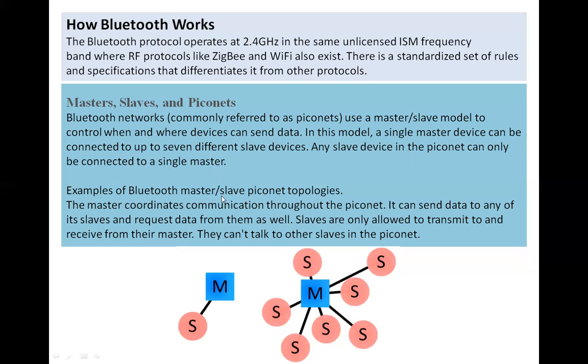Examples of Bluetooth master or slave piconet topologies are shown below. The master coordinates communication throughout the piconet. It can send data to any of its slaves and request data from them as well. Slaves are only allowed to transmit to and receive from the master. They cannot talk to other slaves in the piconet.